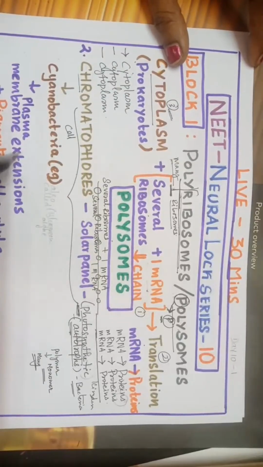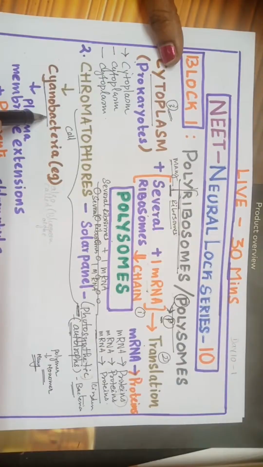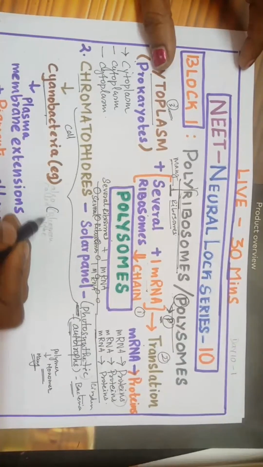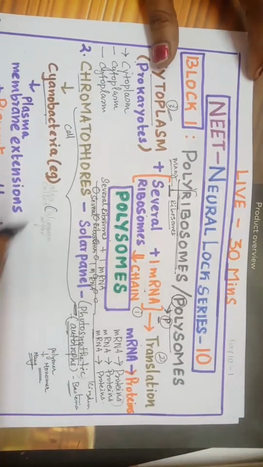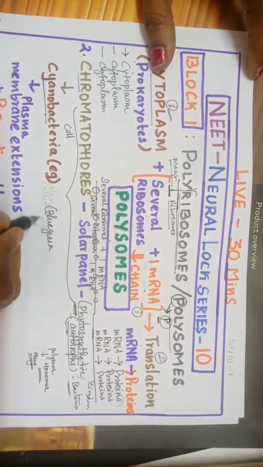Chromatophores are seen in cyanobacteria. Now the question comes, we already saw this. What is the other name of cyanobacteria, students? We saw it in bacteria, examples of bacteria. It is also called blue-green algae.